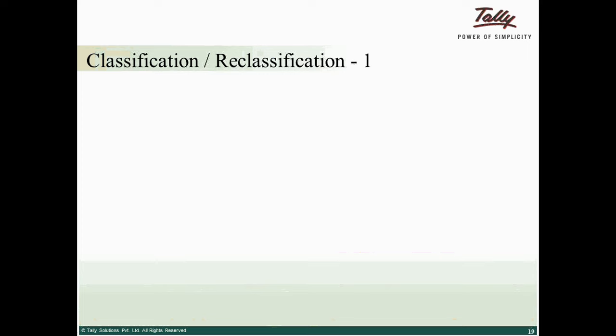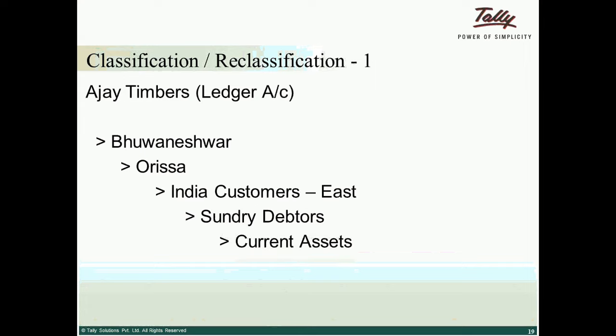What is classification? Nothing but a grouping. You create party ledger under one group. Default is only data or filter. If you want, you can bifurcate with regard to city or a district or a state, however. So here is an example, Ajay Timber. We created a ledger. The classification is like this.